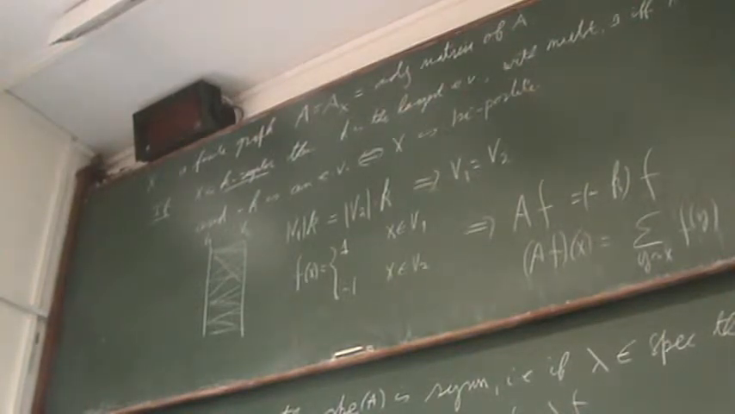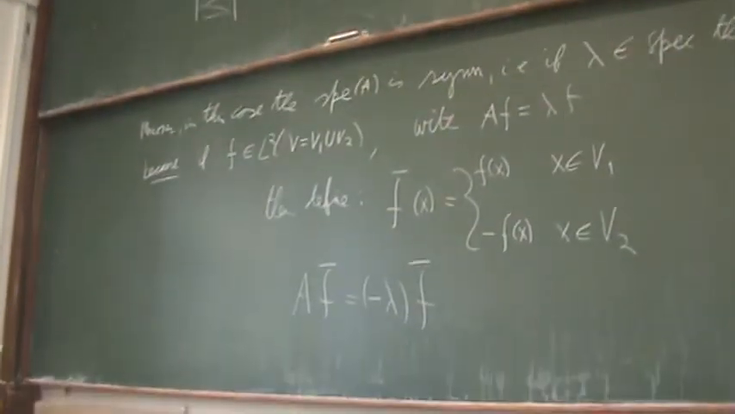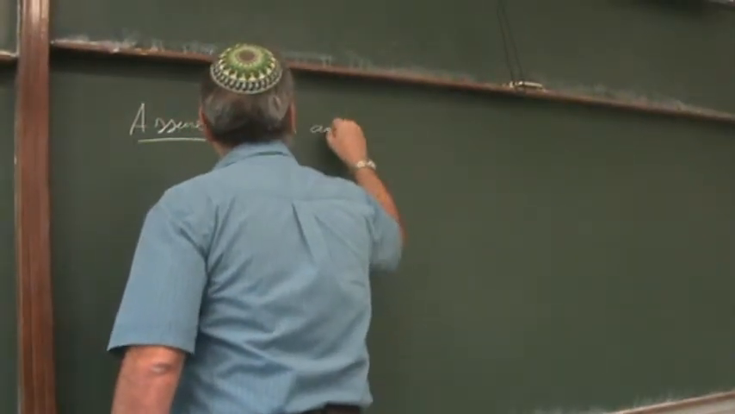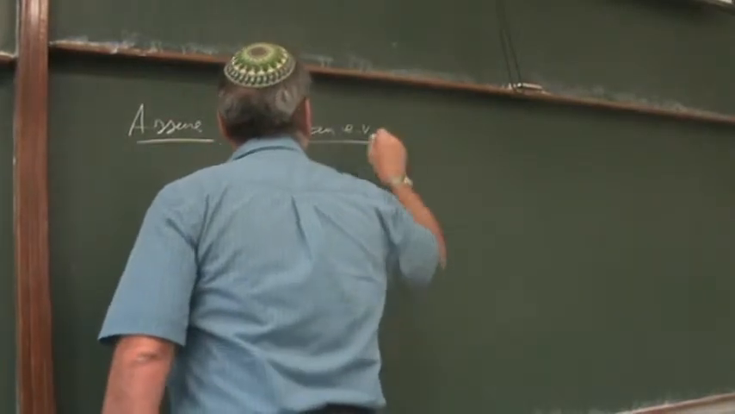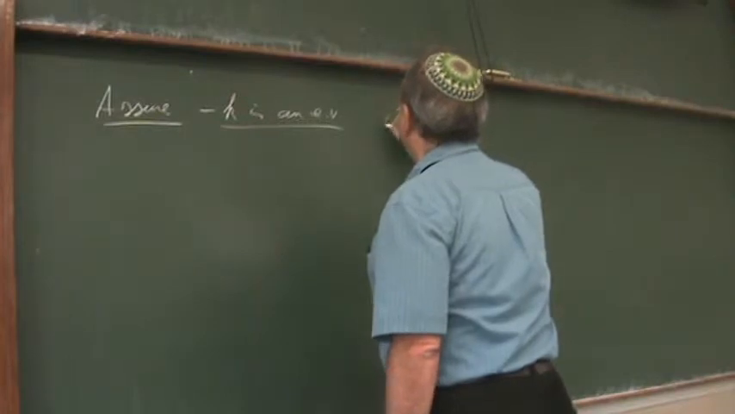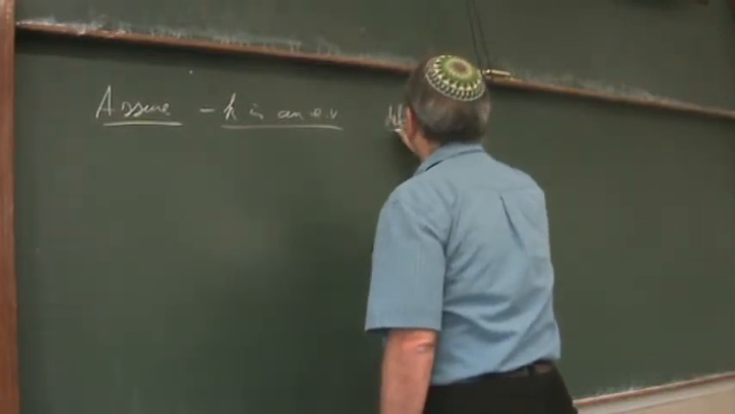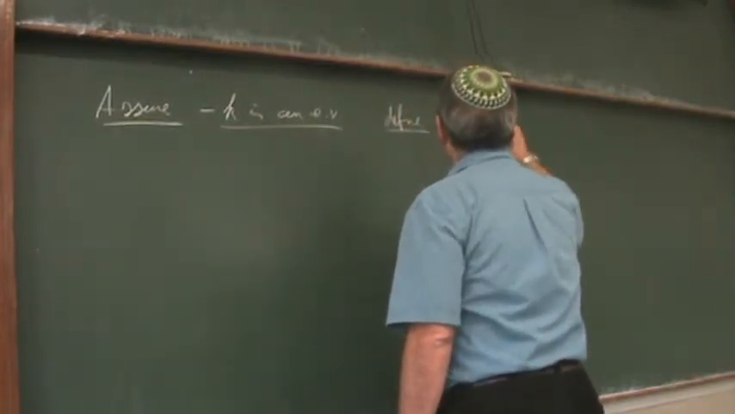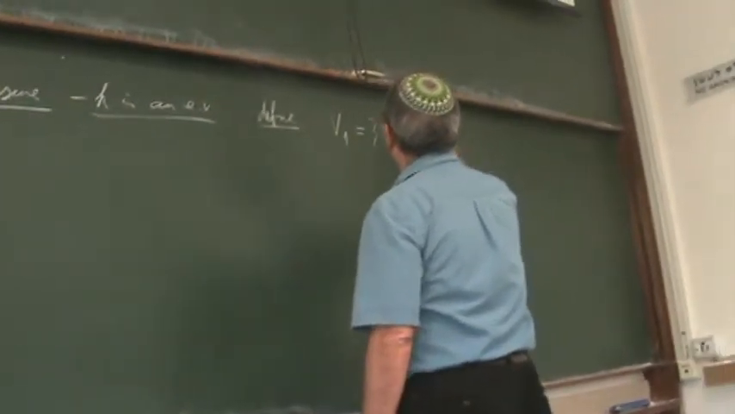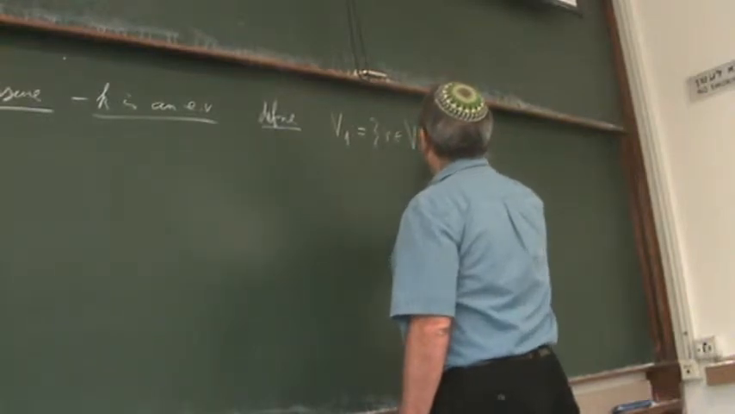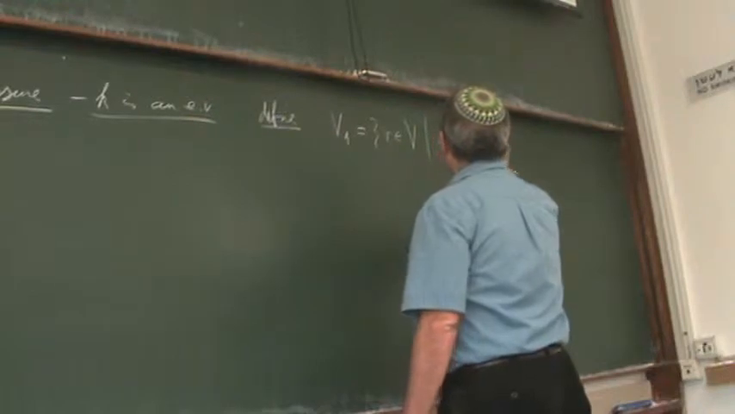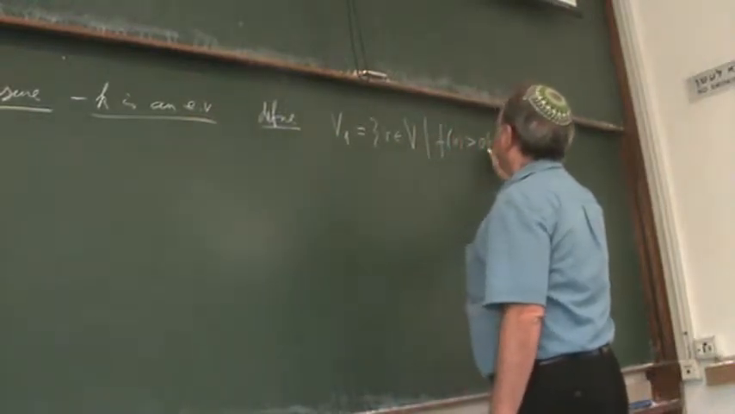Okay, let's assume now minus k is an eigenvalue. Then let's define V1 to be all v in V so that f of v is positive.